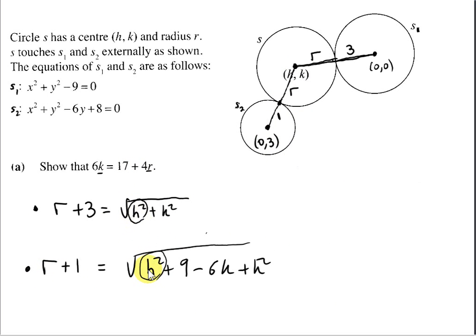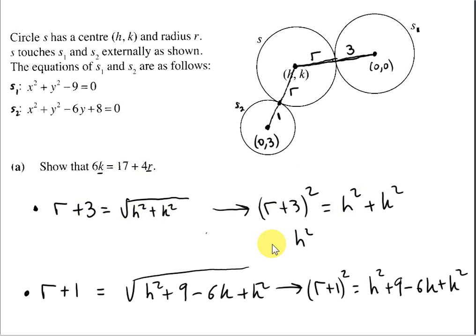It might be a good idea to make h squared the subject of both of these equations, and then equate what we get, and we should get an equation just connecting k and r. So try to make what we don't want, which is h squared, the subject. So how do we get at h squared? Well, we have to square both sides of this to get at h squared. Squaring the left hand side gives r plus 3 squared. Squaring the right hand side gives h squared plus k squared. We do the same for this here.